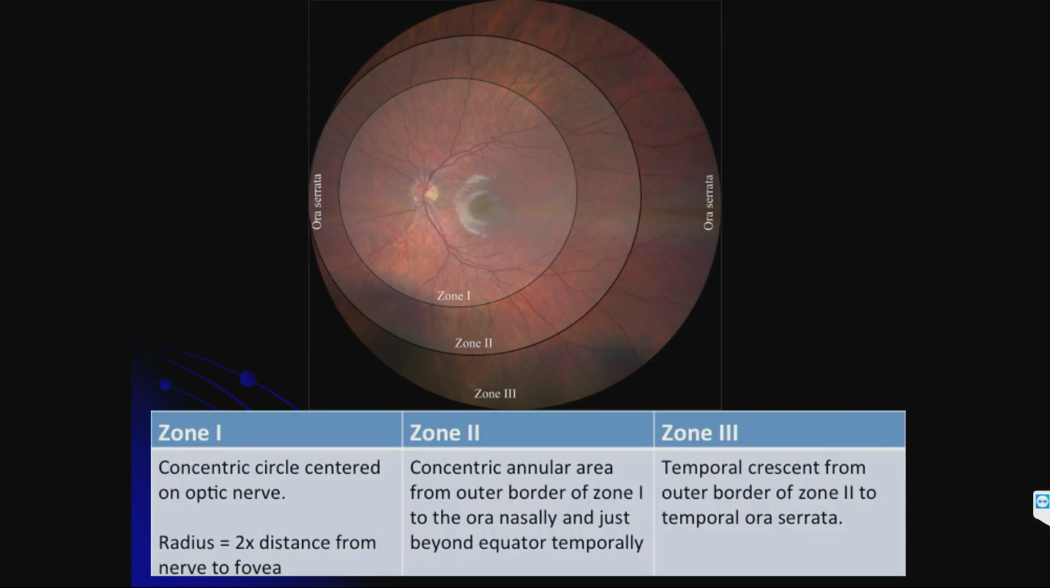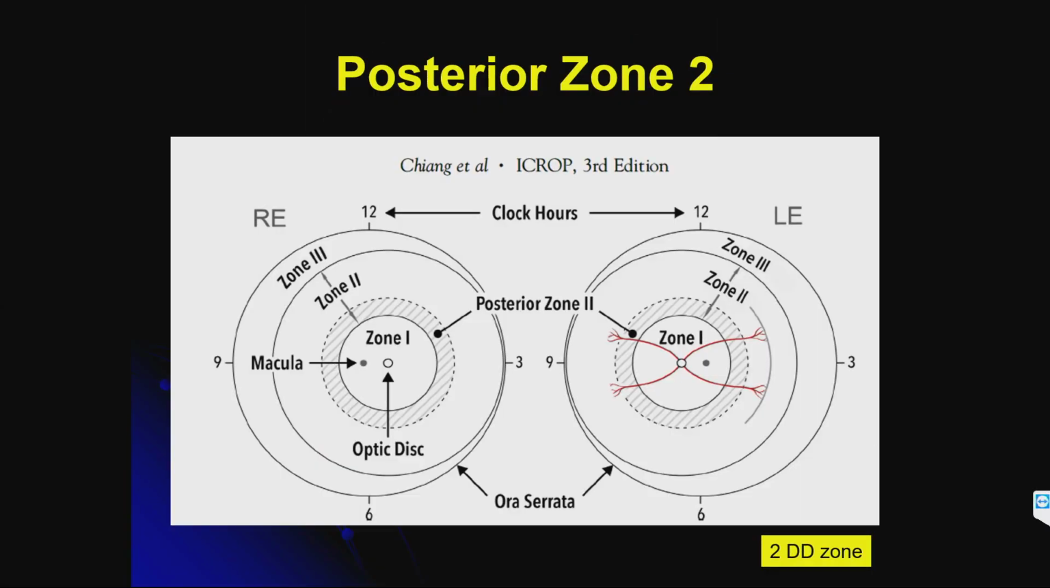With regard to zone, there's not much of a difference. We all know about zone 1, zone 2, and zone 3. But what they have defined is the posterior zone 2. Posterior zone 2 was a term already used by the previous classification, but there was no correct definition for it. Now this group has defined posterior zone 2 as a zone of 2 disc diameters outside zone 1. This is important because many investigators feel that posterior zone 2 disease and zone 1 disease behave similarly.